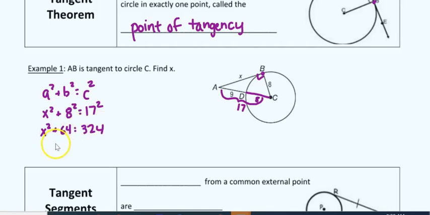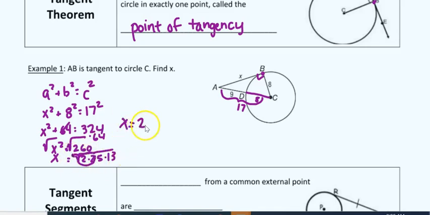All right, so we've got, subtract the 64, x squared equals 225, square root both sides to get x alone. This is the same as a 2, 2, 5, 13. So the 2 will come out, and 5 times 13 will remain inside the radical. All right, so this portion right here is 2 square root 65.